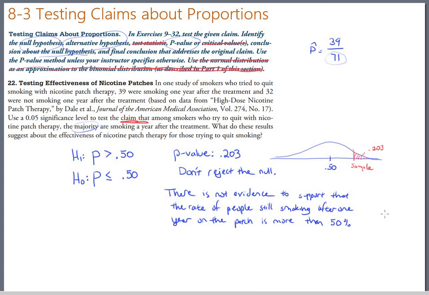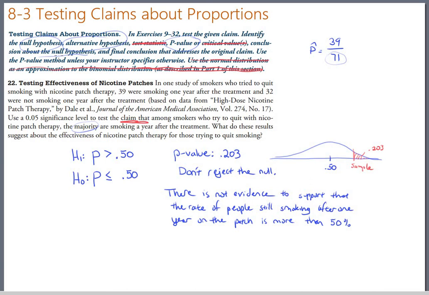If we had rejected the null, we would have said there is evidence to support that the rate of people still smoking after 1 year on the patch is more than 50%. But we could not reject the null, so we just said, hey, there's no evidence for the alternative. All right, there's lots of ways to write correct sentences about these. The ones in the back of the book are correct, but they're not the only correct sentence. So be careful to check your sentence against the back of the book and make sure it's equivalent at least to what they're saying if it's not exactly the same.